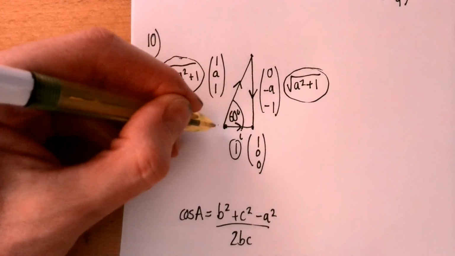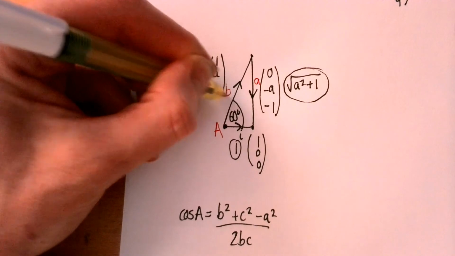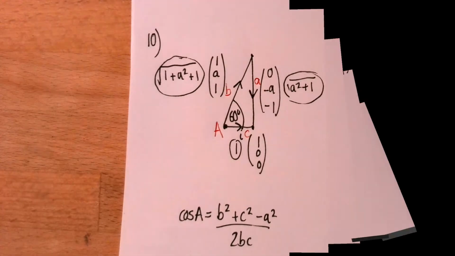If that's the angle that we know, then that's big A, that's little a, and these two are B and C, and it doesn't matter which way around they are. Now, I'm going to leave you to solve that one, as I am leaving you to solve 5 and 7, and let me know if you have some problems, and I'll happily go through it with you again.